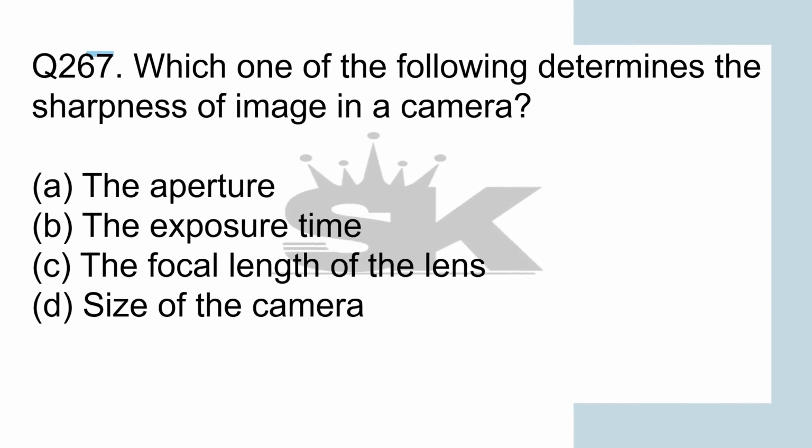The following determines the sharpness of image in a camera. Answer is aperture. Most lenses are at their sharpest when stopped down a couple of stops from the widest aperture. When shooting landscapes, to get everything in sharp focus, use an aperture between f/8 and f/12, f/16. Okay, it's not important. I'm just letting you know.